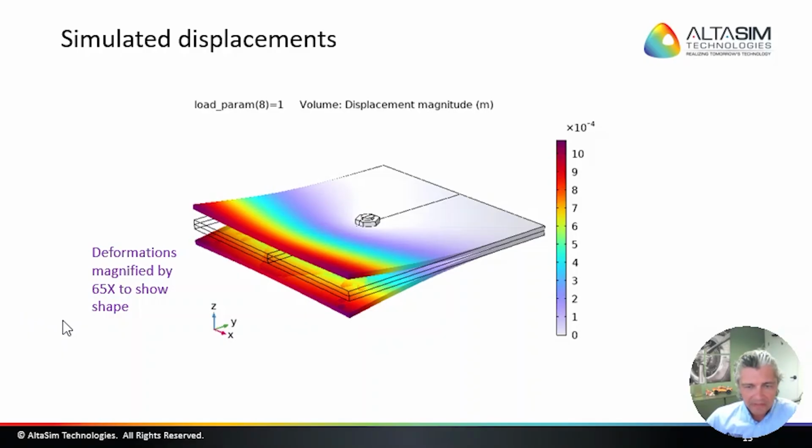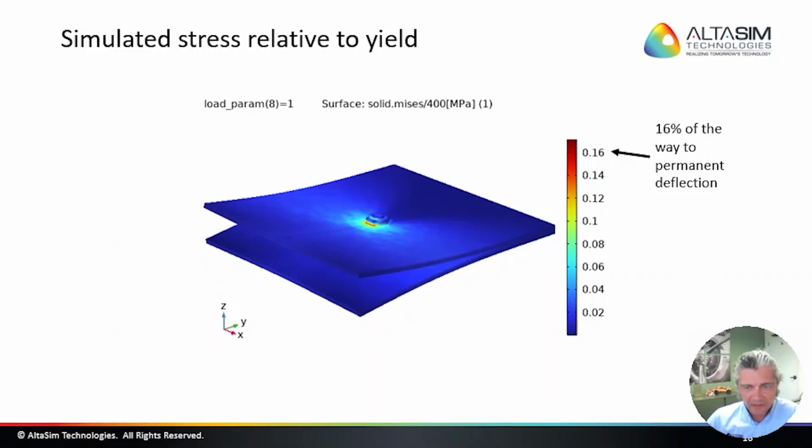Firstly, as a baseline test, we can get the displacement prediction with deformations magnified 65 times to show the shape, how the bolt connection is holding the 2 plates together. And we can solve for the stress relative to the yield strength. And in this region near the bolt, we would expect the stress riser 16% of the way to permanent deflection. So we're still safe from a permanent deflection standpoint.